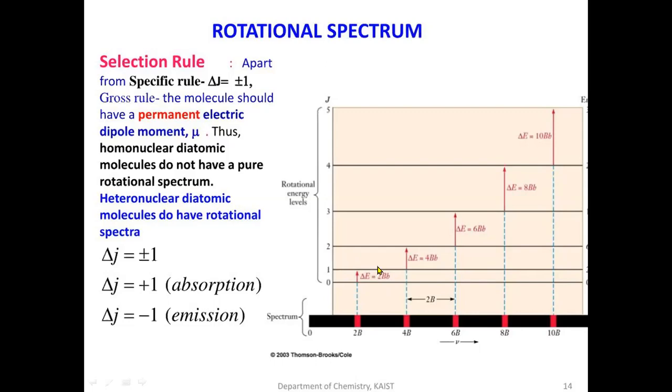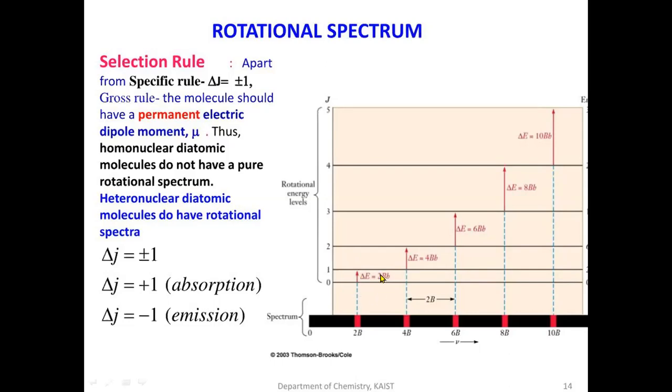And if you calculate the spacing between the two rotational levels, that is J equal to 1 to J equal to 0, that is delta J, that energy is 2B. B for the HF molecule is of the order of 20 centimeter inverse. So 20 centimeter inverse into 2 is 40 centimeter inverse. This 40 centimeter inverse, you calculate the energy in terms of electron volt using the conversion factor.